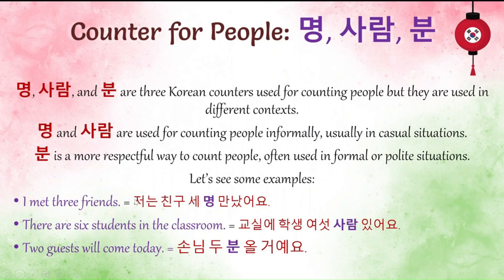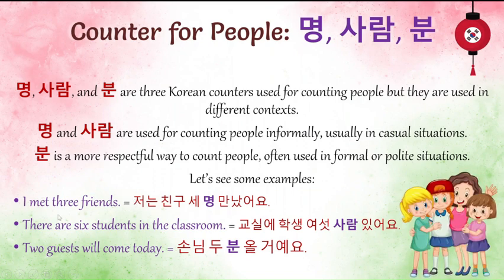Let's look at these examples. I met 3 friends. In Korean, it is going to be 저는 친구 3명 만났어요. Here, 3 friends, 친구 3명. I have used the counter 명. Right? Very simple, and the remaining sentence you can frame based on the grammar.